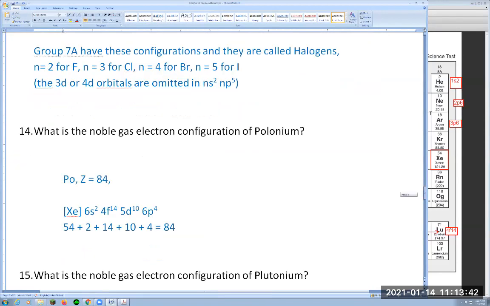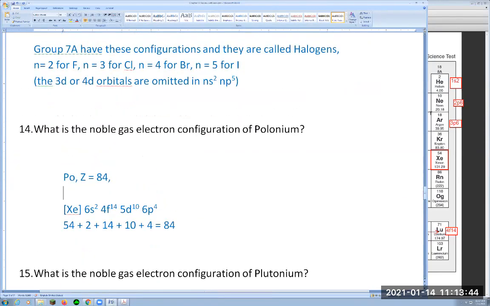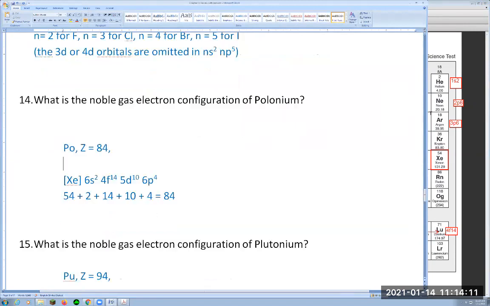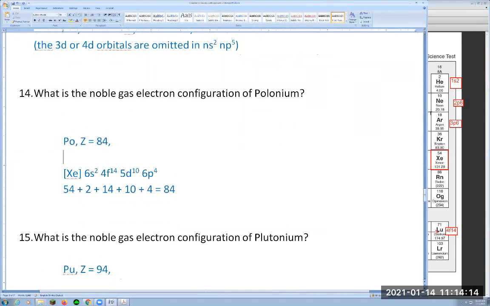So let's practice some more with the electron configuration of plutonium. Again, noble gas electron configuration of plutonium. Plutonium is an inner transition metal in the actinide row here. The row above is called the lanthanide. So plutonium, atomic number 94. So we need to fill up to 94 electrons there.